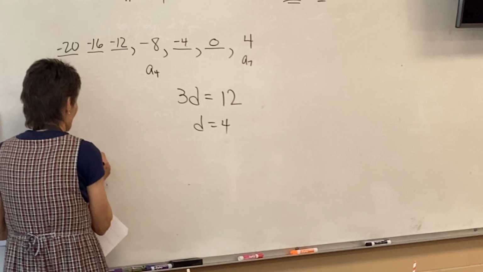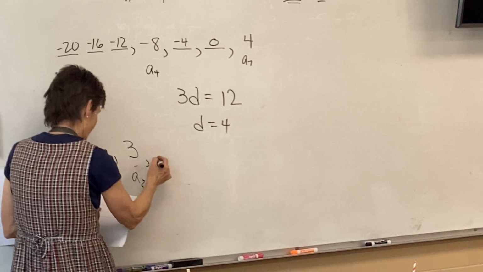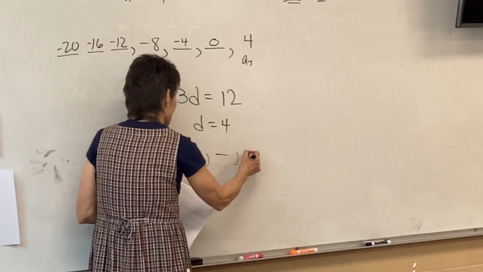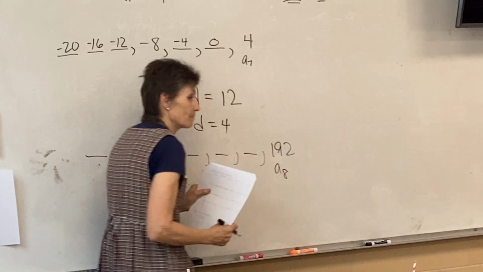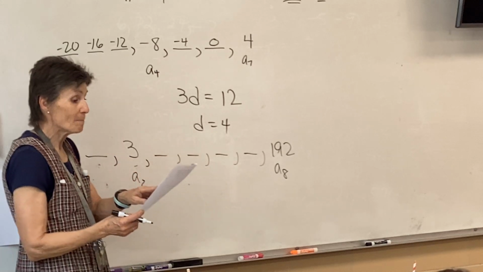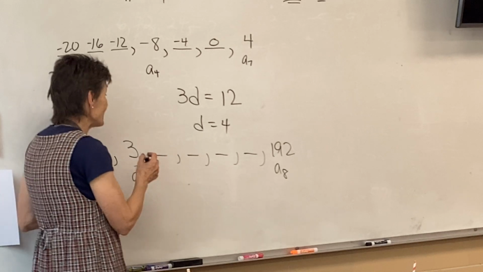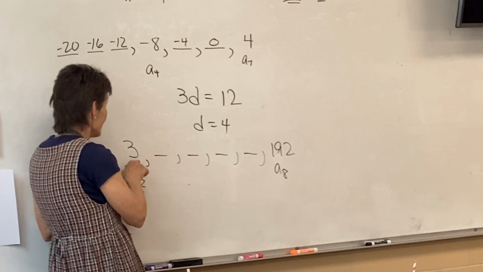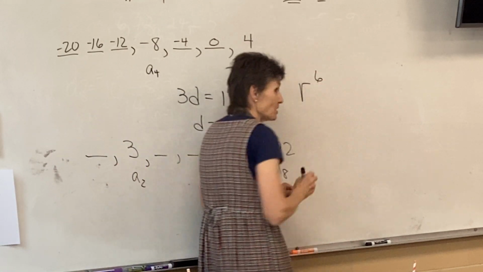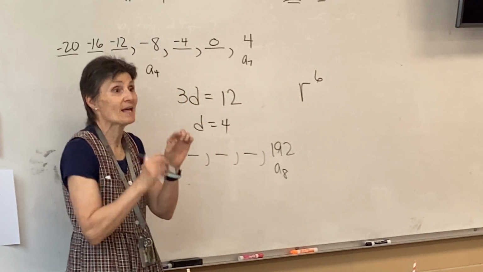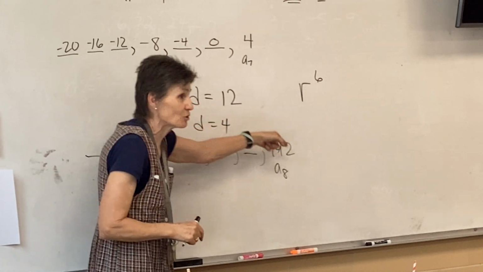All right, now I'm geometric. And I know the second term is 3, and the 8th term is 192. Now, be careful, it's geometric, which means I'm multiplying. How many times am I going to be multiplying to get from the 2nd to the 8th? 6. So 6 multiplications. Now, that isn't 6 times r, that's r to the 6th. I'm multiplying, multiplying, multiplying.